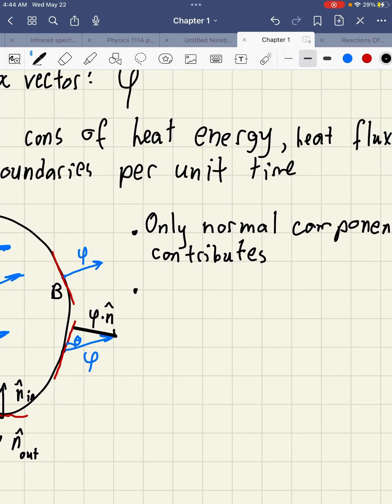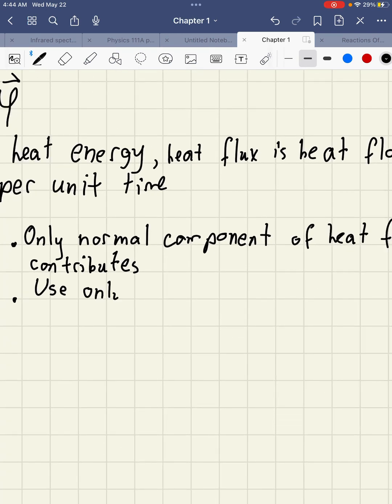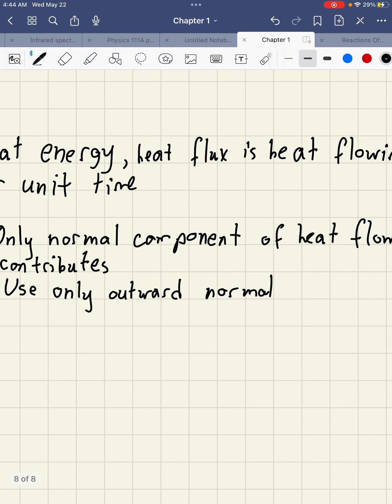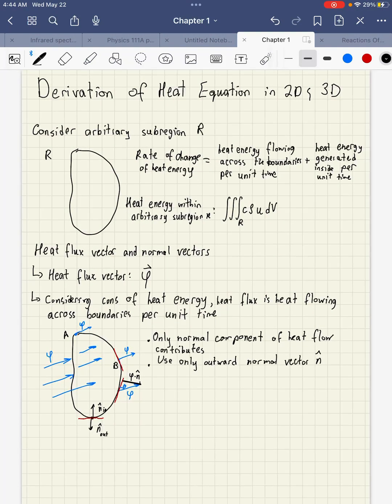So here also note: use only the outward normal vector. Only use the outward normal vector, because that also makes sense. Now, let's go. This is all we need to know about the geometry within this region, which we're going to use to derive our heat equation.